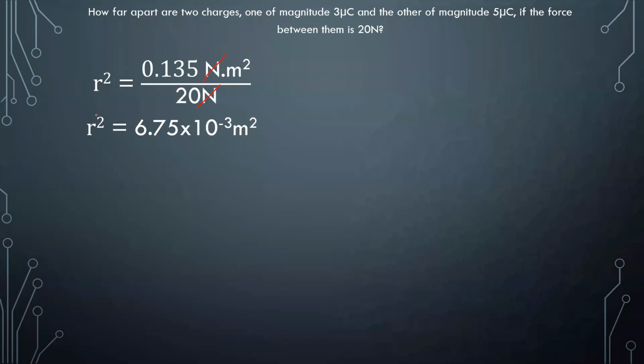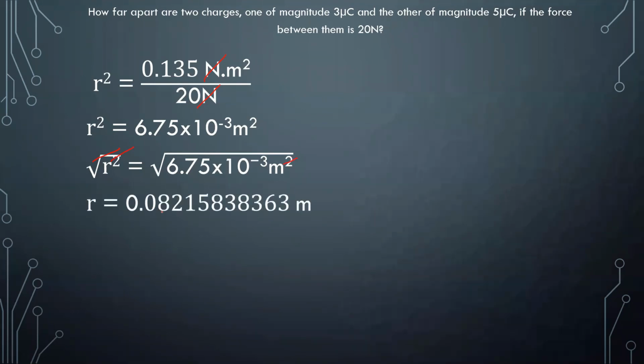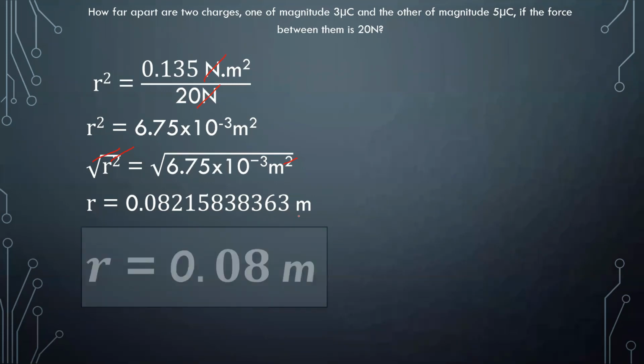Since naka-square yung ating R, square root natin both sides. So cancel yung square, then square ng meter. The square root of 6.75 times 10 to the power of negative 3 is 0.08215838363 meters. Since the least number of significant figures is only 1, we will round this to one significant figure, and that is equal to 0.08 meters. And that is the distance between the two particles.